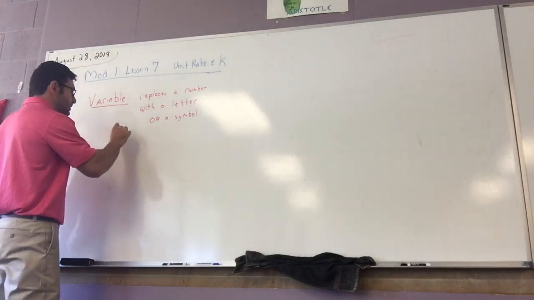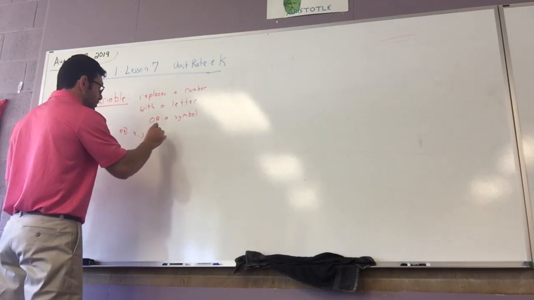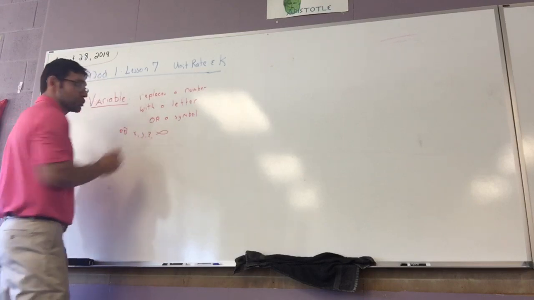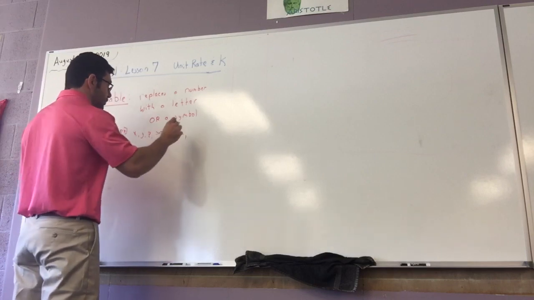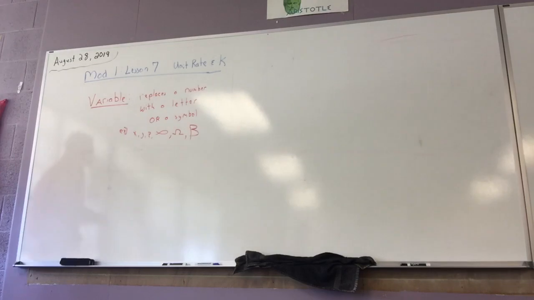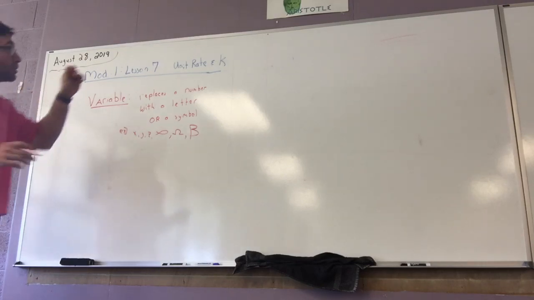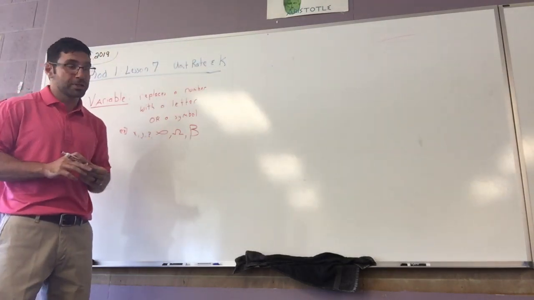Most of you are good seeing X, Y, Z. Some of you, like, listen, really? You could make a fish. You could make an omega. You could make a big old beta sign. Okay? Those are all still variables as well. So variables, they replace a number with a letter or a symbol. It's taking the place. Okay? Very easy, very basic. So K is a variable because it's taking the place of the constant of proportionality.